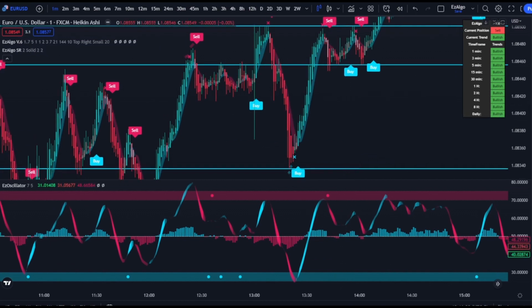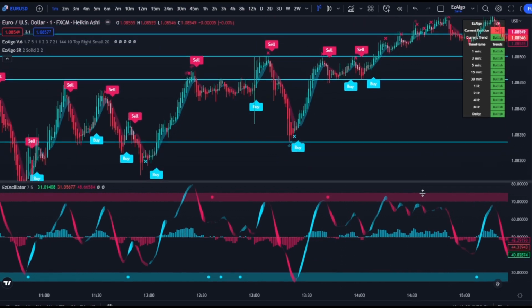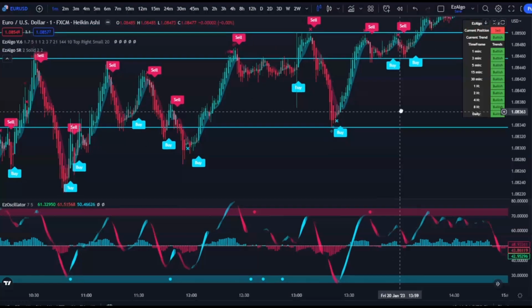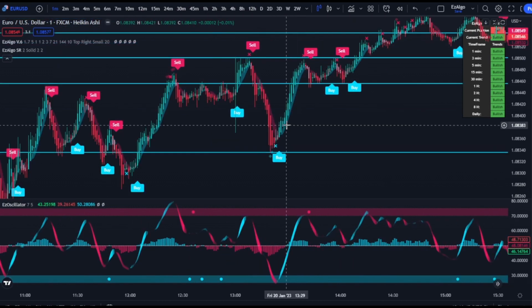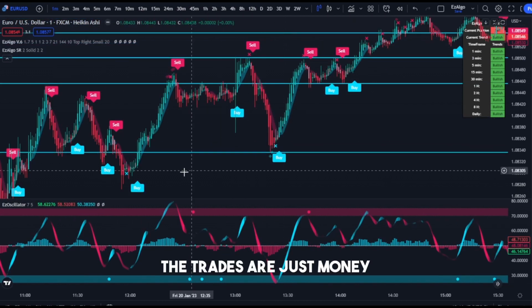And I'm here on EURUSD on the 1 minute time frame. Guys, this is one of the hardest Forex pairs to trade, and you can see that every time that the oscillator flips in these overbought and oversold zones with other Easy Algo confluences, the trades are just money.